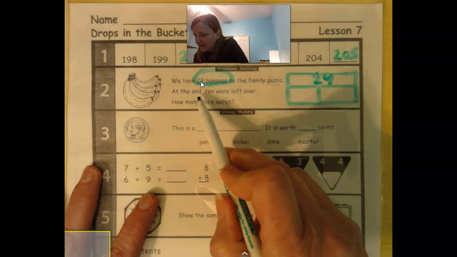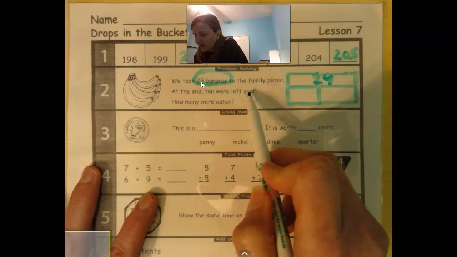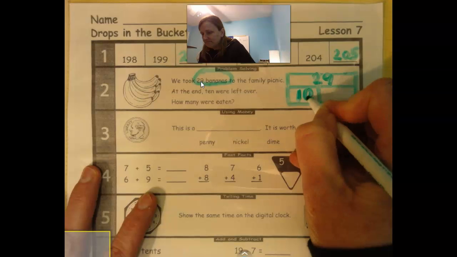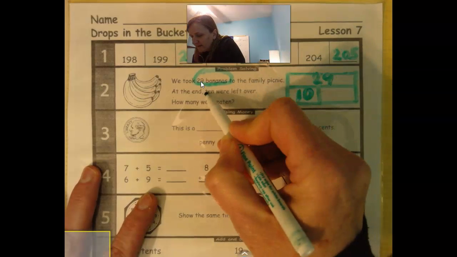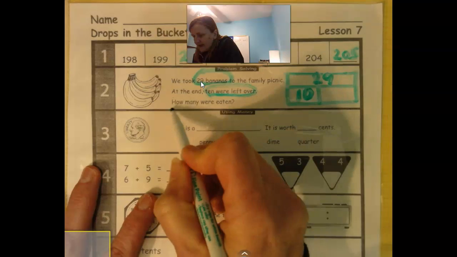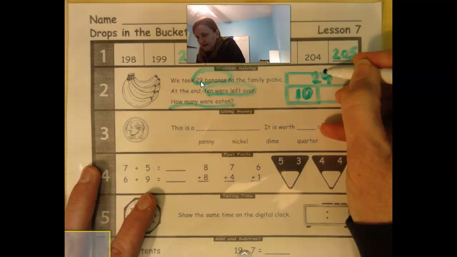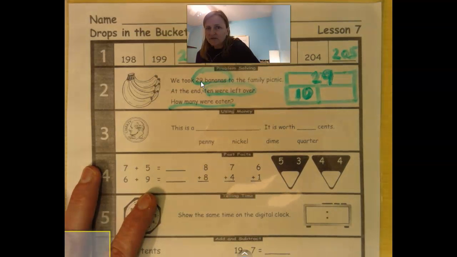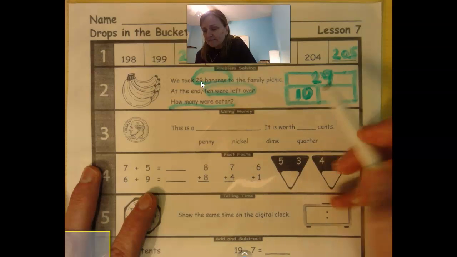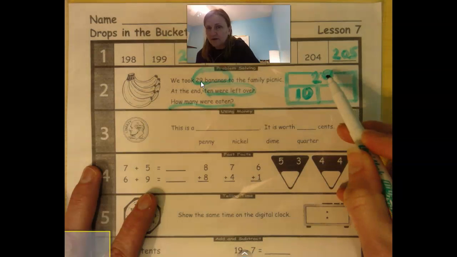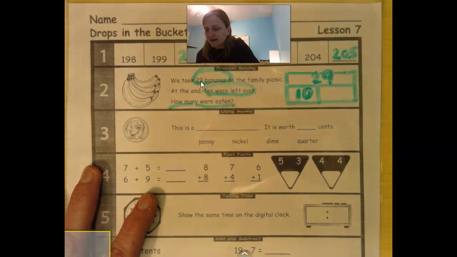At the end, 10 were left over. So 10 were left over. We had 10. 10 were left over. And the question is, how many were eaten? We don't know how many were eaten until we figure it out. Well, think about it. We took 29 to the picnic, and 10 of them were left over. So 10 plus this number, whatever it is, is going to equal 29. We need to figure that out somehow.